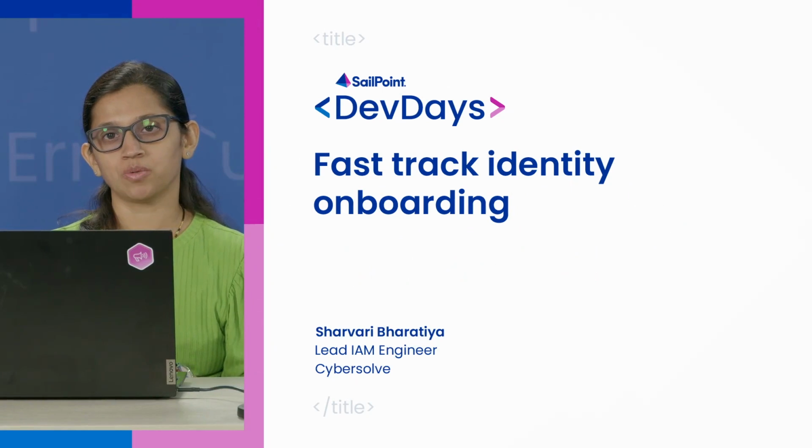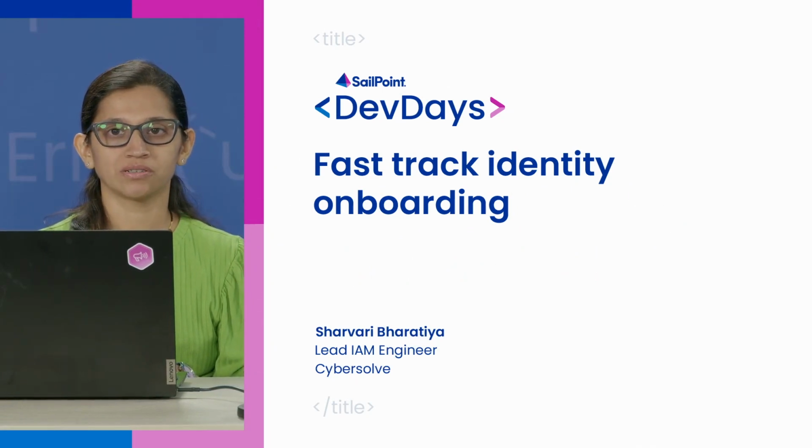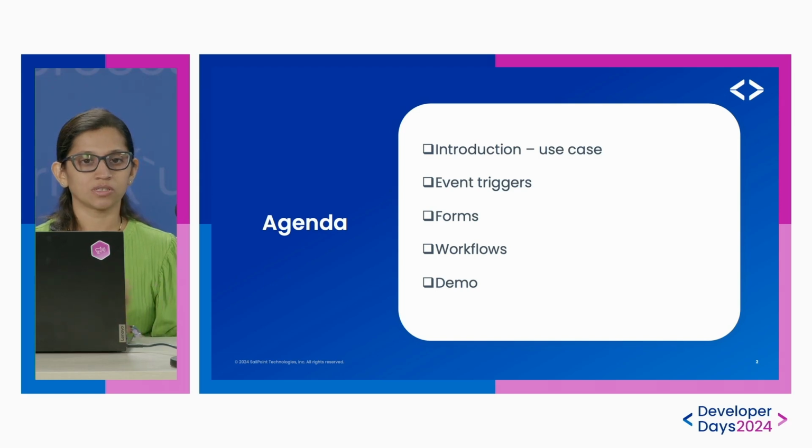I'm here to talk to you about fast tracking identity onboarding today. Our agenda for today is basically we'll start out with discussing our use case and then how we are going to use the features available in Identity Security Cloud to achieve that. That will essentially be the event triggers, forms, and workflows. And we'll just look at the demo of how we are going to achieve this solution.